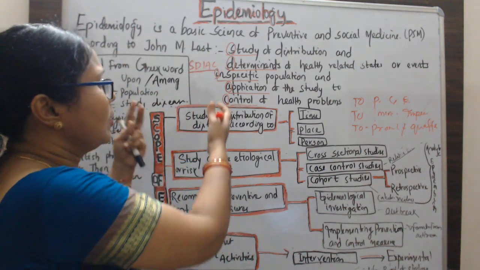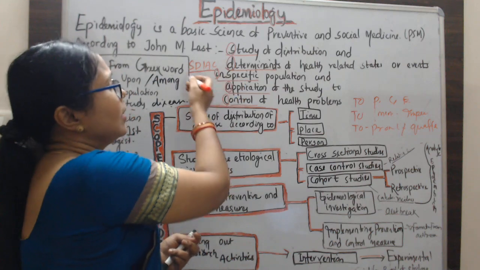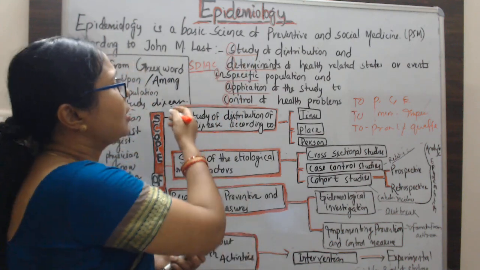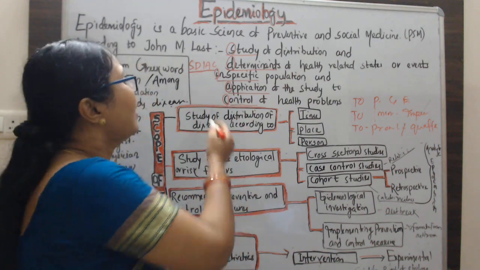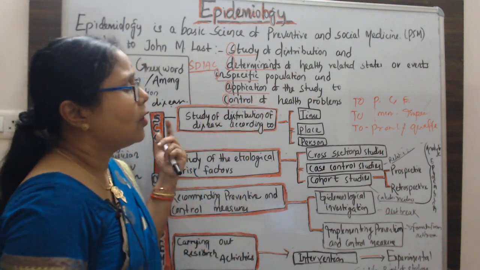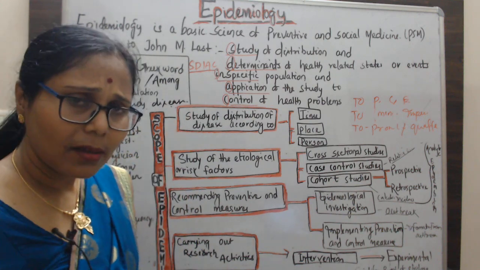To remember it easily, I have written it as SDISC. S is for the first letter of study, D for the determinants of health, I for in specific population, and A for application of the study for the control of health problems. So this is the definition of Last.